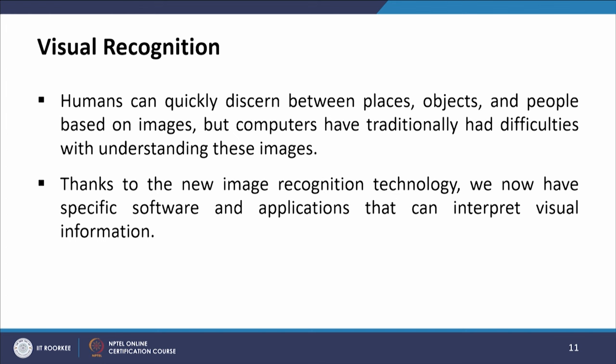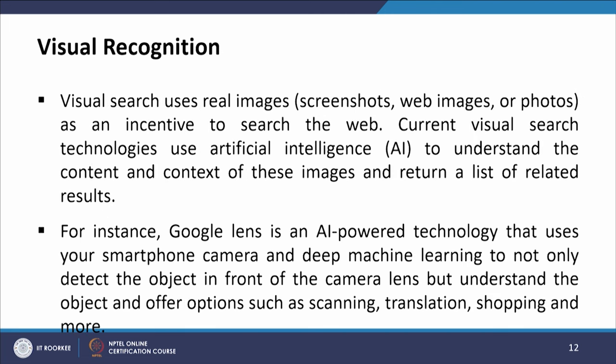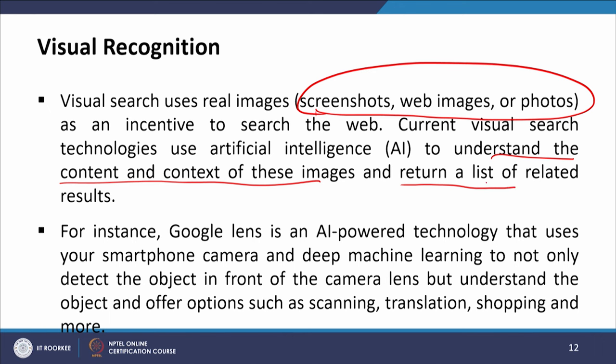Now, let us look at the first one, that is visual recognition. Humans can quickly discern between places, objects, and people based on images, but computers have traditionally had difficulties with understanding these images. But thanks to the new image recognition technology, we now have specific software and applications that can interpret visual information. Visual searches use real images, screenshots, web images, or photos. So now we are talking of real time images as an input to search the web. Current visual search technologies use artificial intelligence to understand the content and context of these images and return a list of related results. So they understand the content and the context of the images, and then they give a result, that is a list of related items.